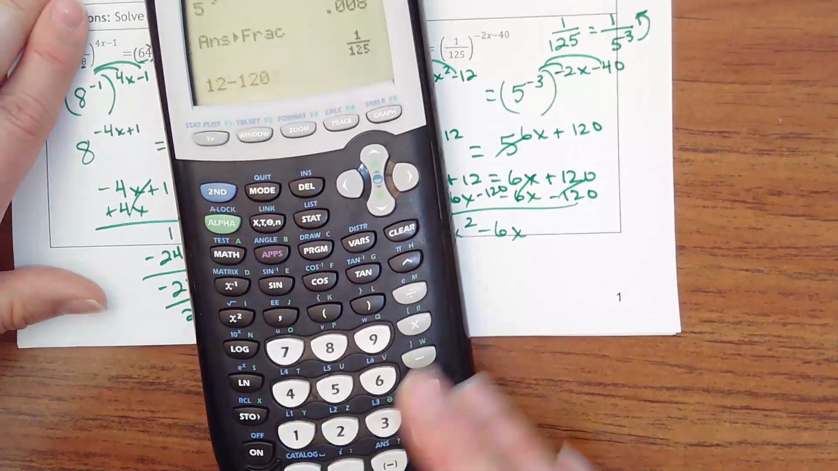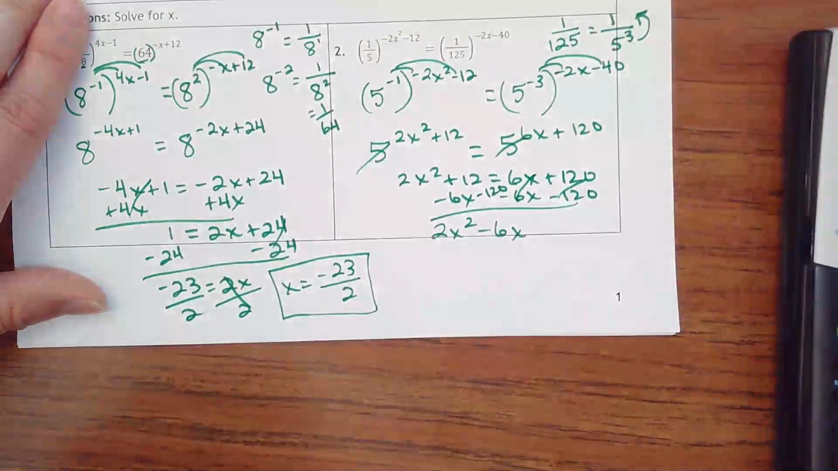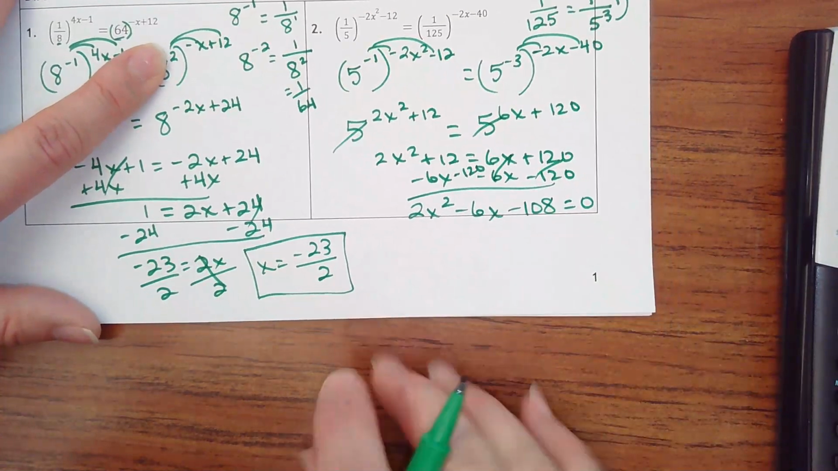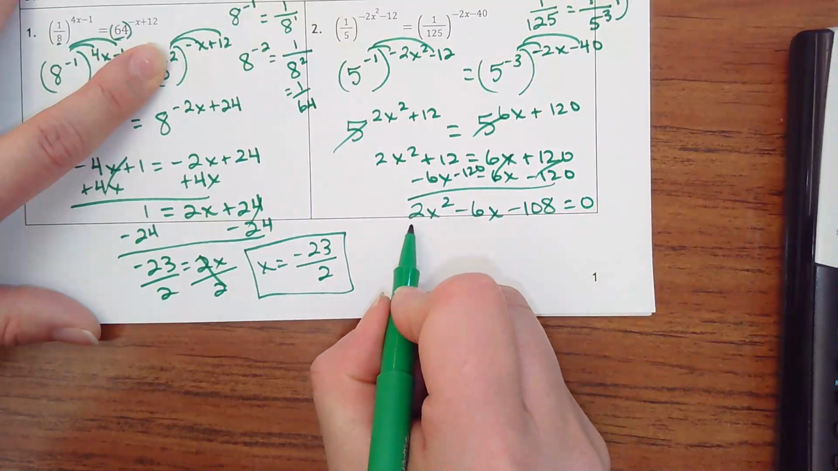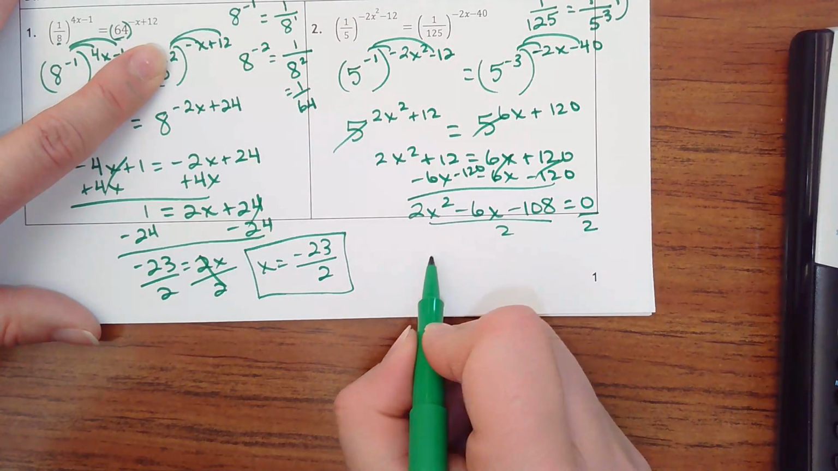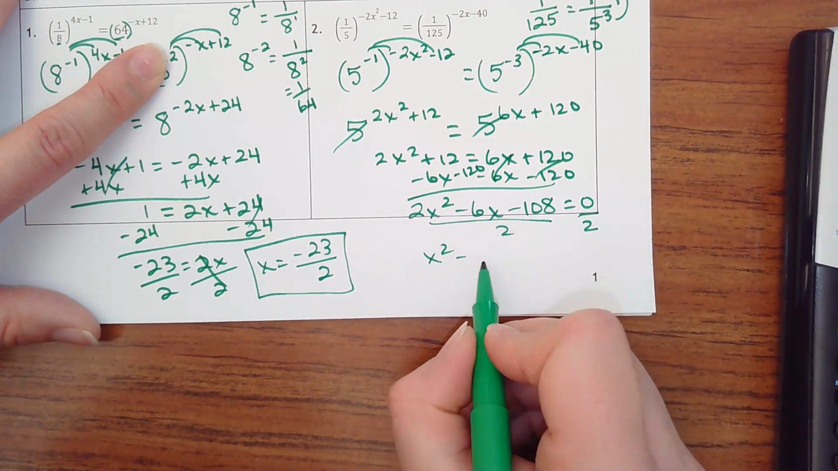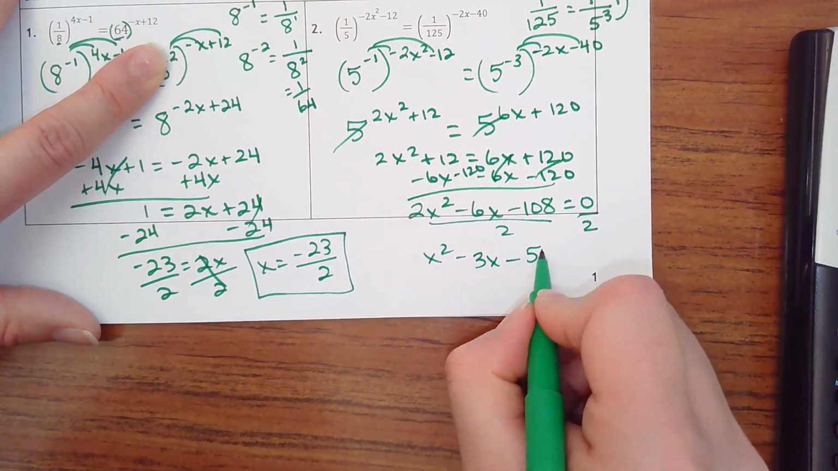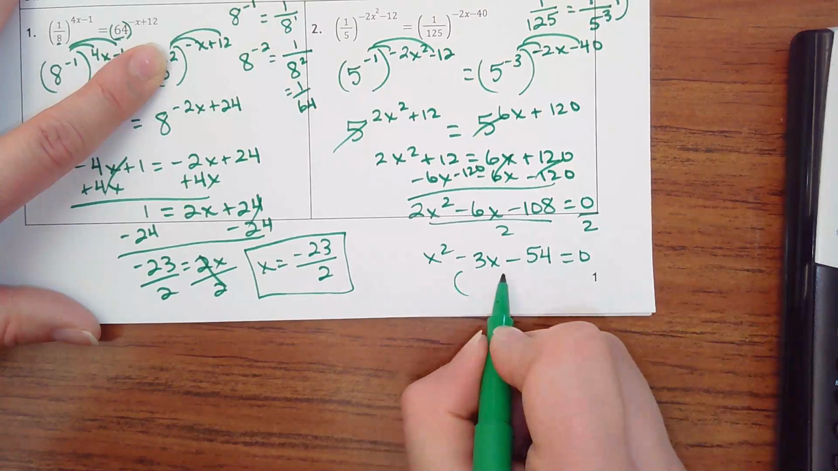Yeah, I can do that in my head. Negative 108 is equal to 0. I'm going to divide out the 2. So then it's kind of just dividing by 2 on this side and this side, but you don't have to show that. So now that would be x squared minus 3x minus 54 still equals 0.